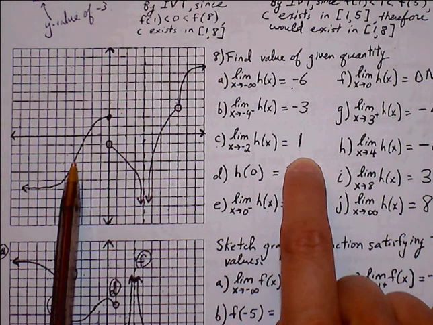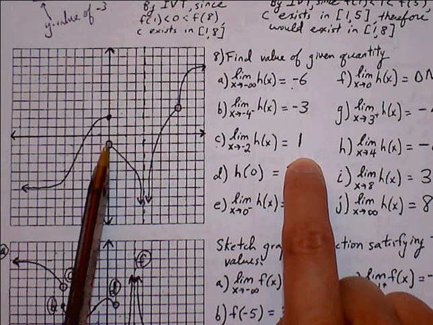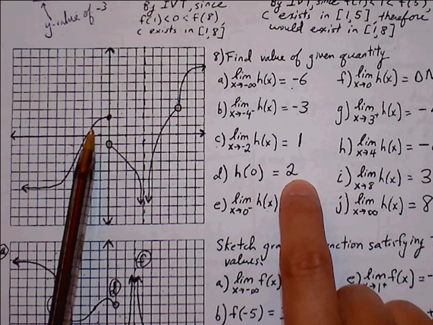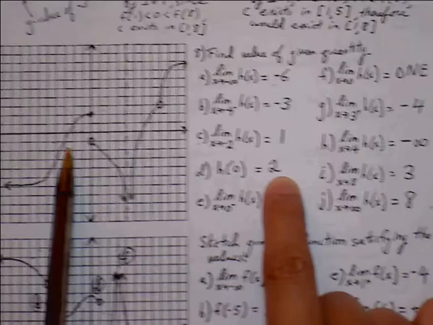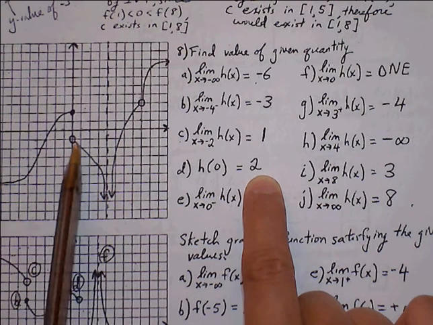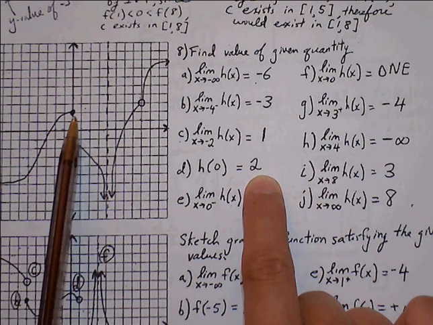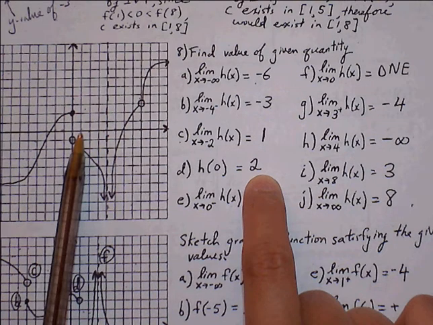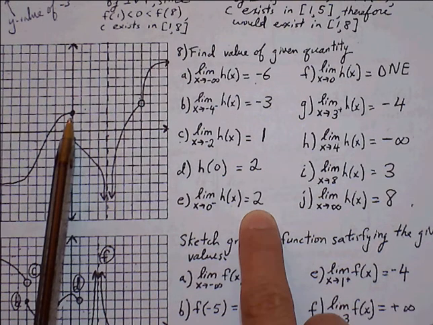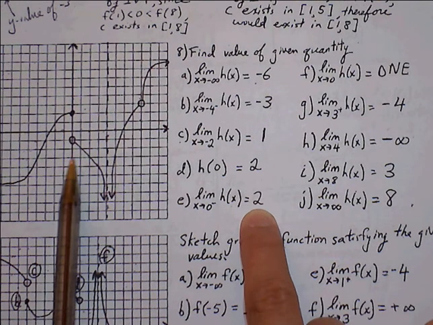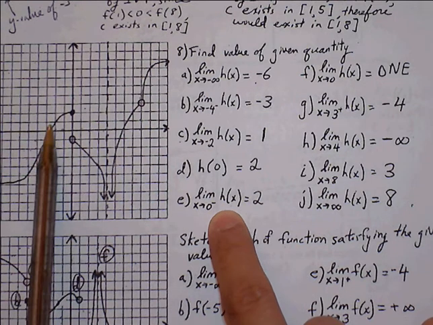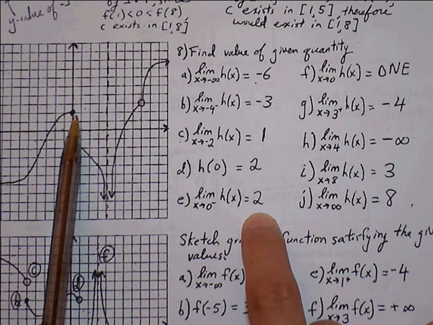Approaching -2, we see the y value is connecting through +1. For D, we're simply looking for the ordered pair, so h of 0 is equal to 2. We don't care about the behavior of the left or the right branch. We only care about the ordered pair, so h of 0 equals 2. If we approach 0 from the left side of 0, we see that the y value is approaching +2.